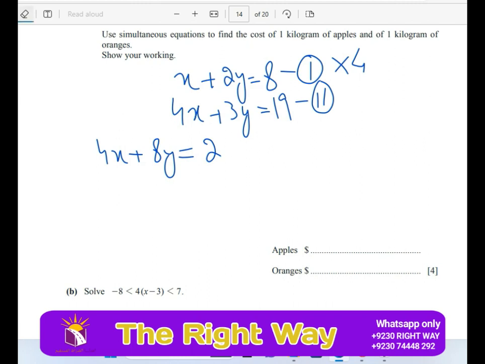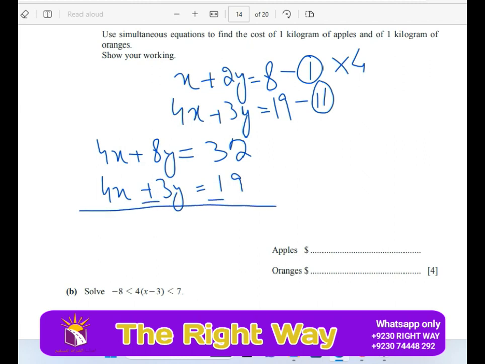32. 8 times 4 is 32. And the second equation, 4x plus 3y equal to 19. Now subtracting both equations, minus, minus and minus. When we subtract two equations, the sign changes. So 4x and minus 4x cancel out. 8 minus 3 is equal to 5y, and 32 minus 19 will be equal to 13.